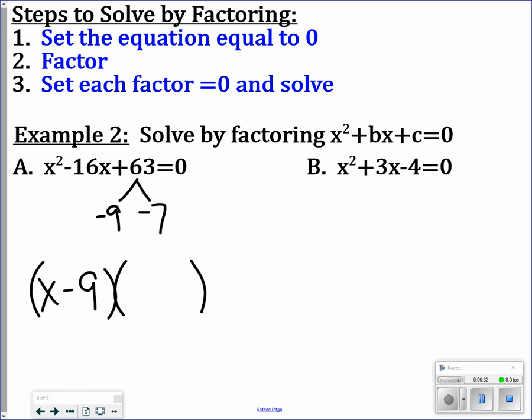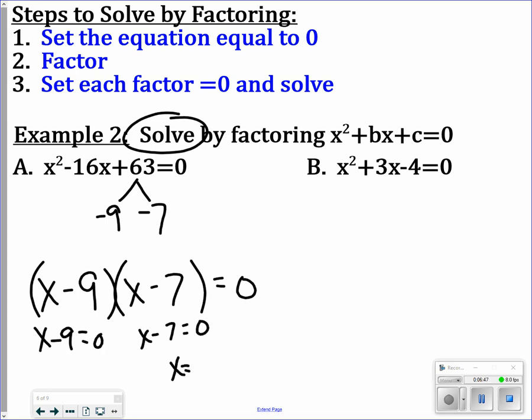So now to write these as factors. Now the next step is to solve. Once it is in factored form, so I did the factoring part now, once it is in factored form, set the factors equal to 0 and solve.